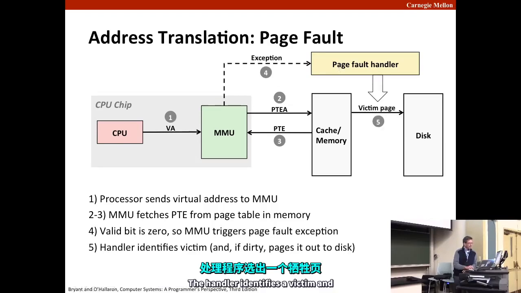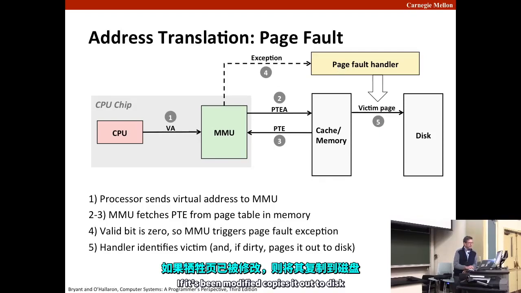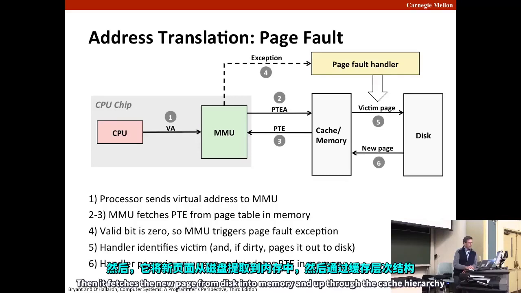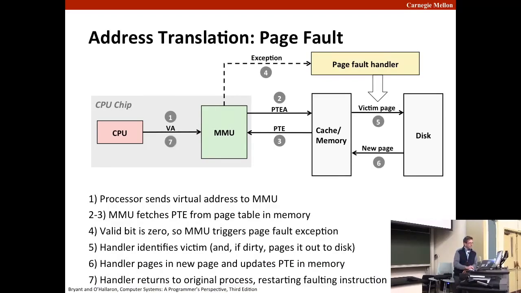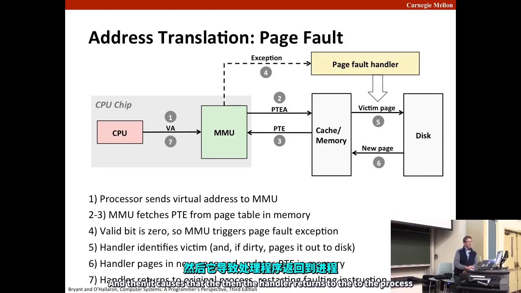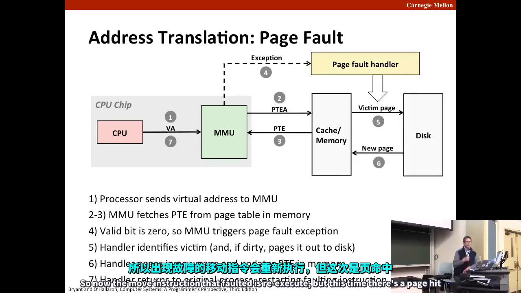The handler identifies a victim, and if it's been modified, copies it out to disk. Then it fetches the new page from disk into memory and up through the cache hierarchy. And then the handler returns to the process. And when a handler for a fault returns, it causes the faulting instruction to re-execute. So now the move instruction that faulted re-executes, but this time there's a page hit.